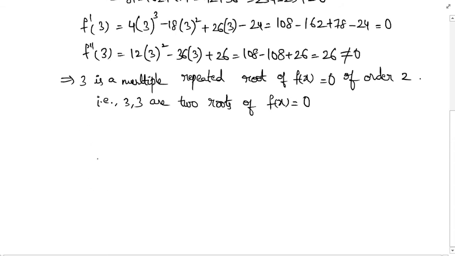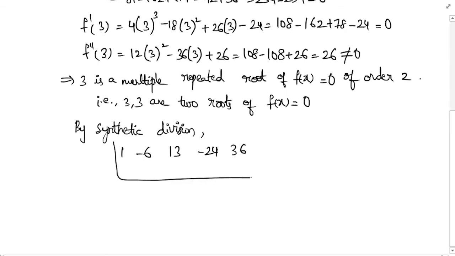Now we'll find the roots by synthetic division. So the coefficients are 1, minus 6, 13, minus 24, 36. One of the roots is 3. So 1, and 3 ones are 3, giving minus 3. Here it will be minus 9. So 4, here it is 12, so minus 12. So here again it is minus 36. So this will be 0.